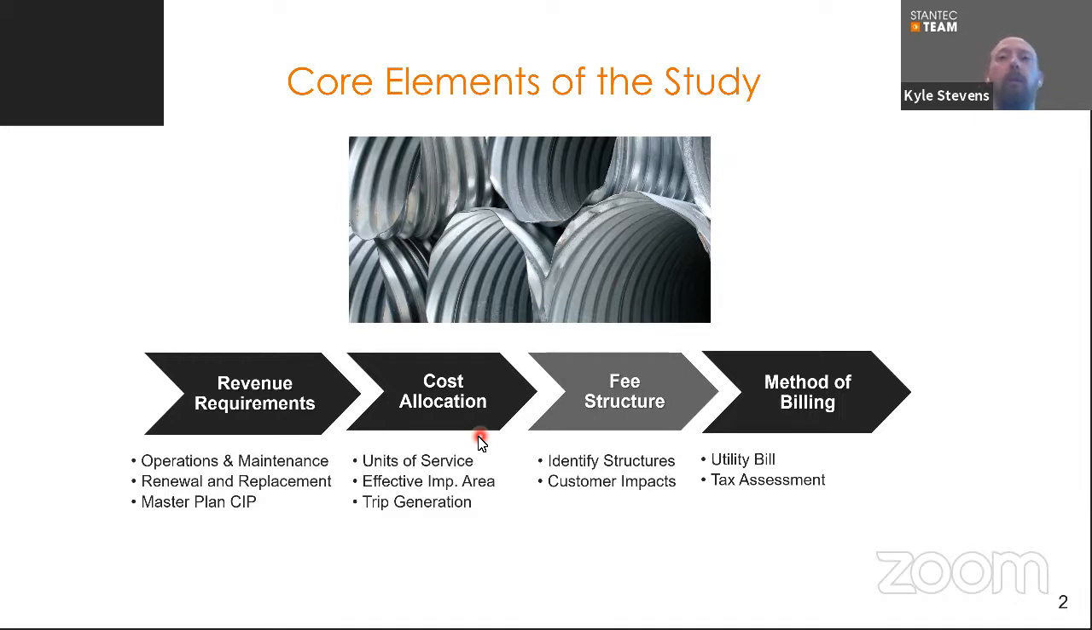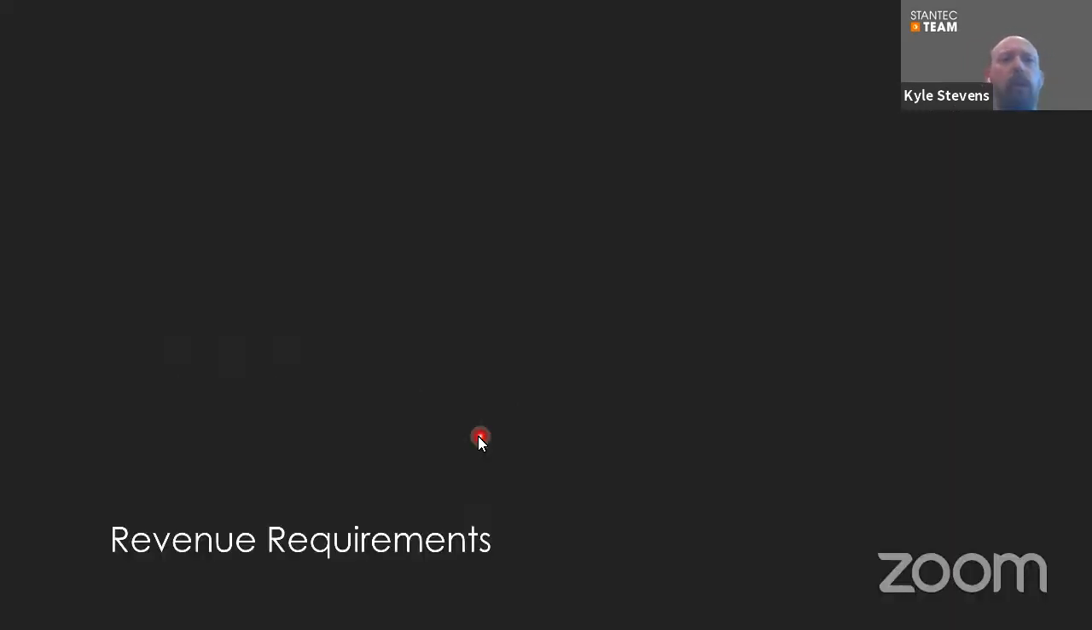The fourth item I'll cover today is the method of billing. Currently, stormwater charges are on the monthly utility bill along with water, sewer, and trash services. There is a recommendation here to potentially move it to the tax bill once a year in November. So I'll jump right into things.